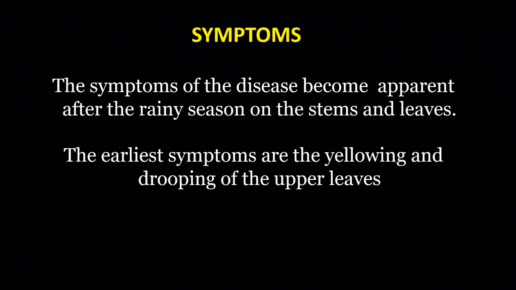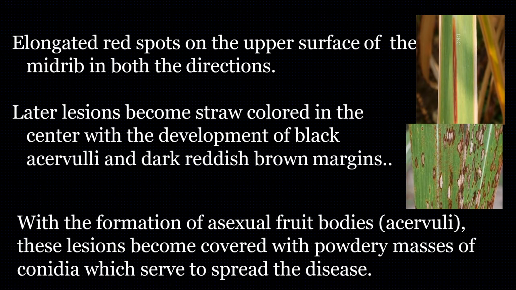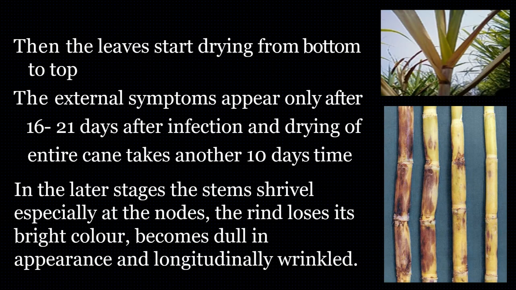Coming to the symptoms, the symptoms of the disease become apparent after the rainy season on the stem and leaves. The earliest symptoms are the yellowing and drooping of the upper leaves. Elongated red spots, as seen clearly in this picture, are seen on both the upper surface of the midrib in both directions. The later lesions become straw colored in the center, with the development of black acervuli and dark reddish brown margins. With the formation of asexual fruiting bodies, which are acervuli, these lesions become covered with a powdery mass of conidia which serve the spread of the disease.